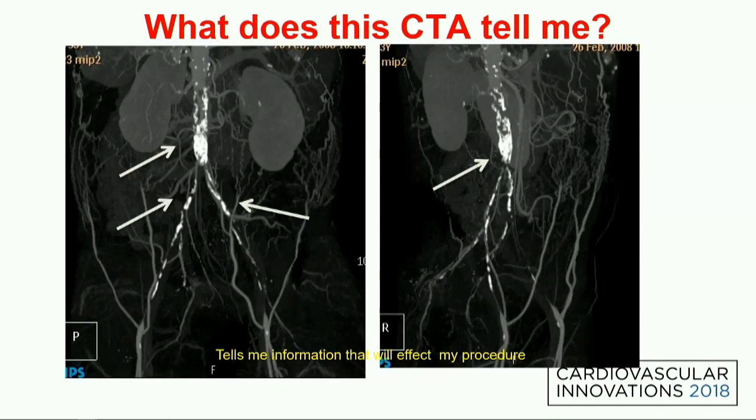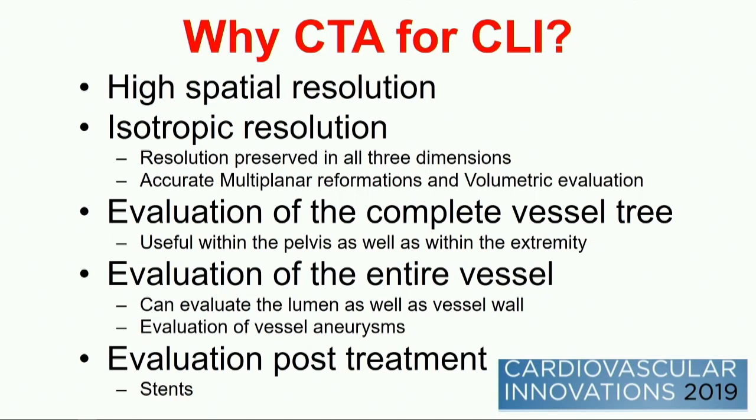So what does it help me with? In this particular patient, not a CLI patient, but a PVD patient, I can see a calcified aorta, calcified iliac vessels. The access vessels are significantly compromised. The occlusion goes all the way up to the renals. This is a patient that I will recommend an aortobiiliac surgery and revascularization.